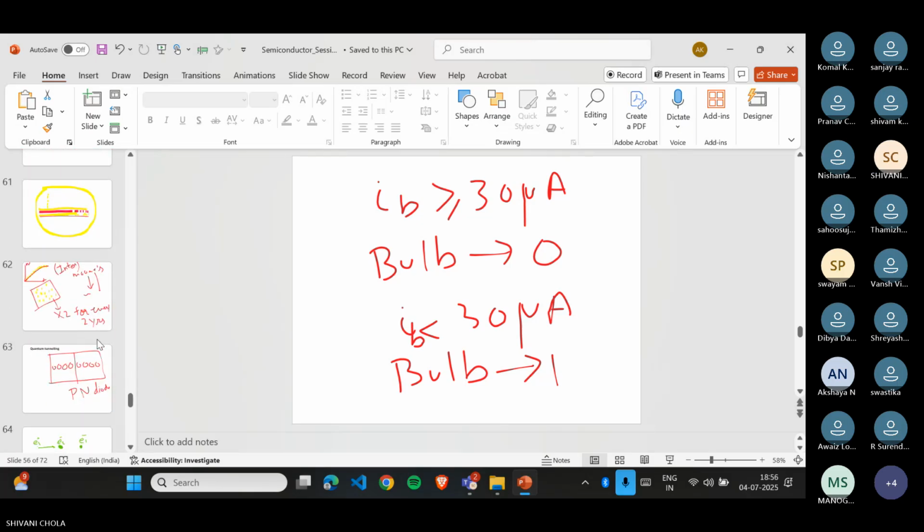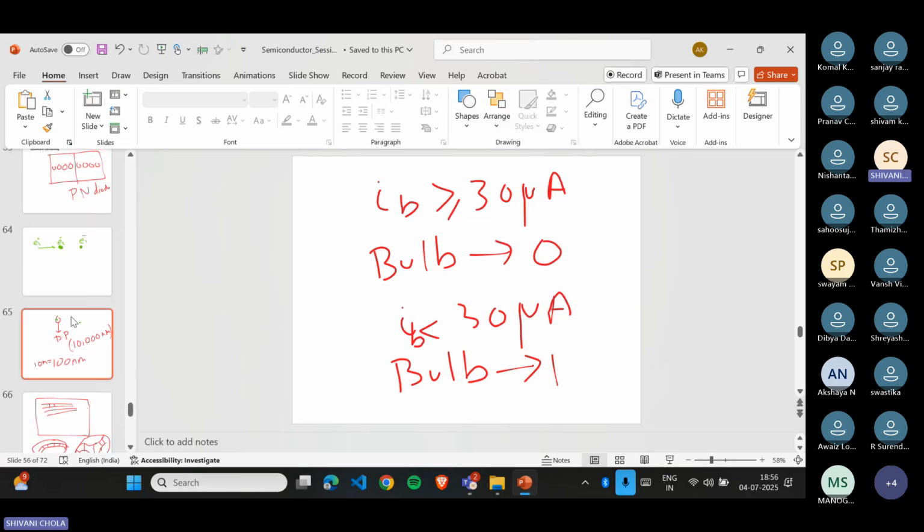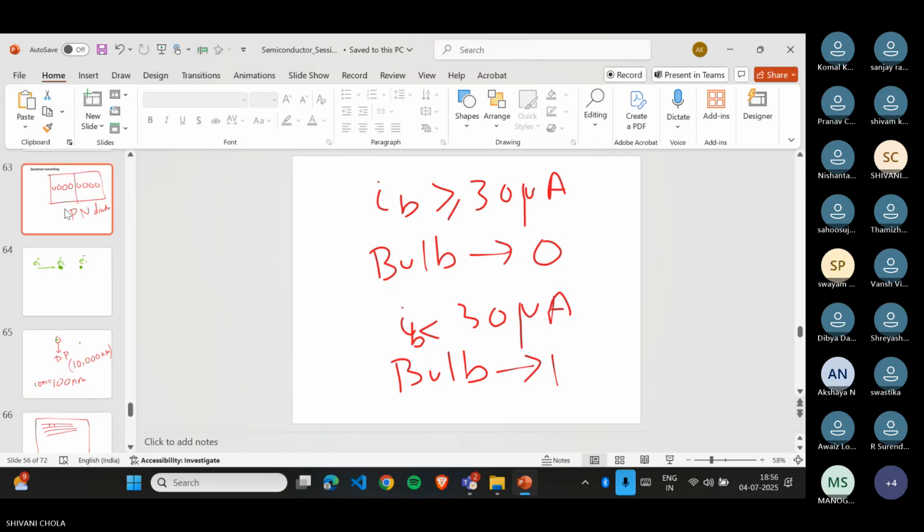Okay, any doubt till this point? No, sir. No, sir. Yes, doubt. Someone says, sir, we can use the transistor as an amplifier only with IB less than 30 microampere, sir. Yes.